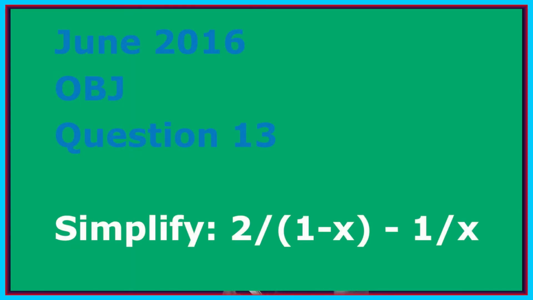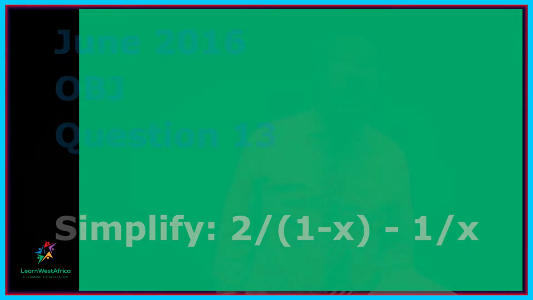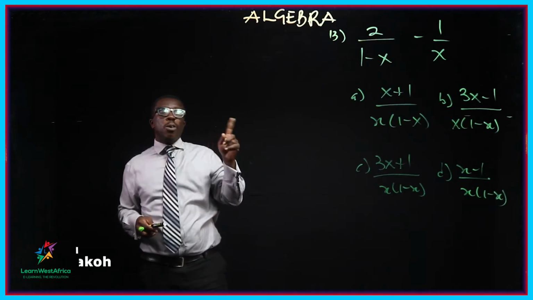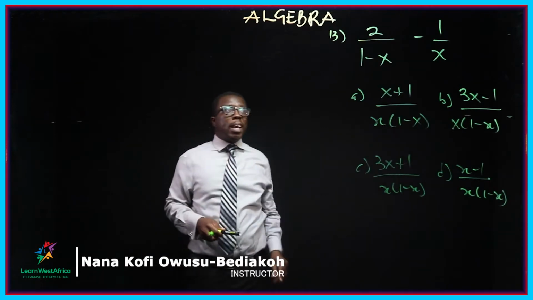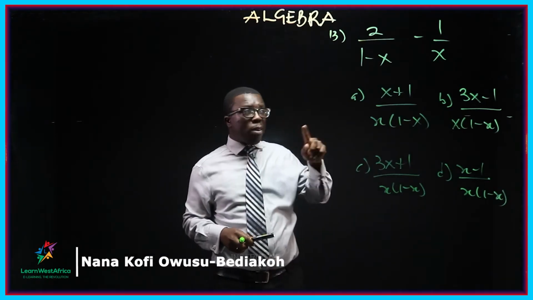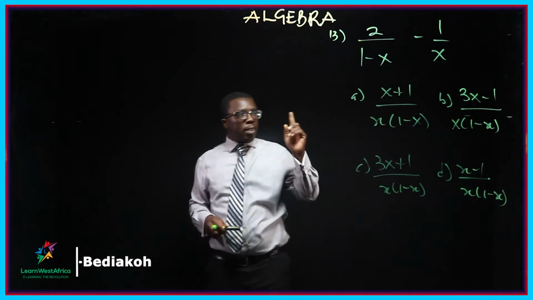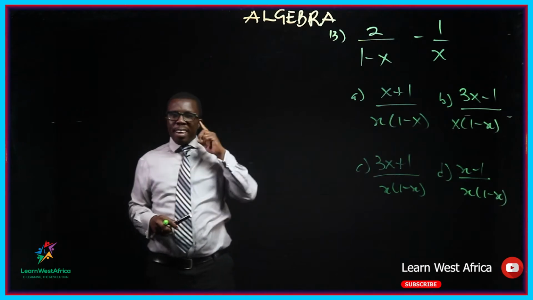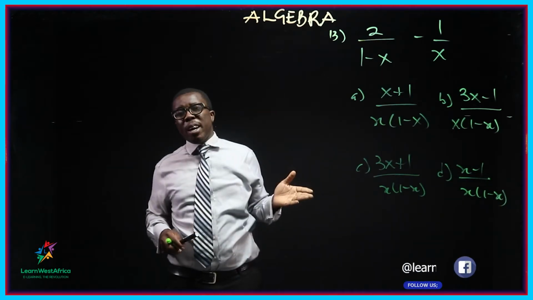After you answer the algebraic fractions questions, question 13 says simplify 2 all over 1 minus x, minus 1 over x. These are the possible answers, and we are asked to simplify. This is algebraic fractions.